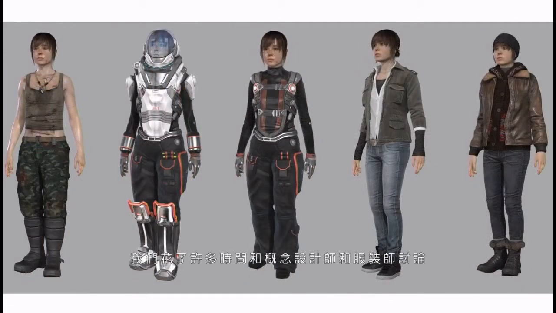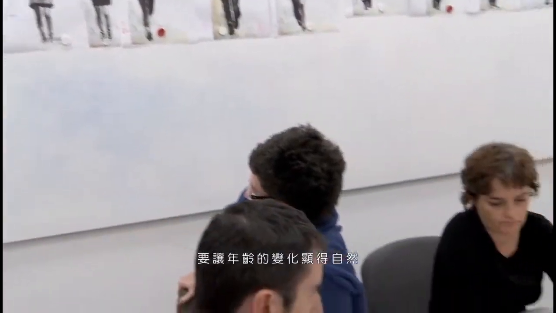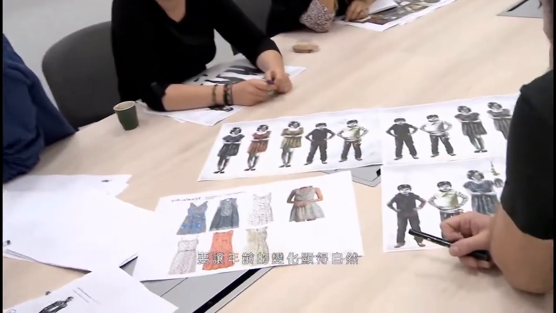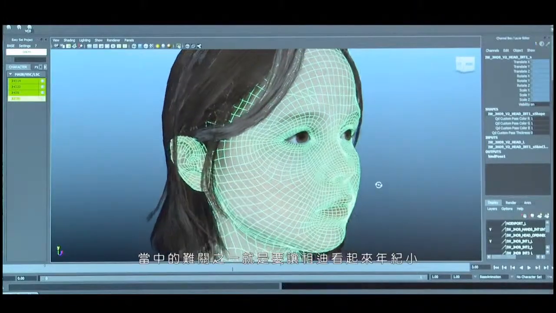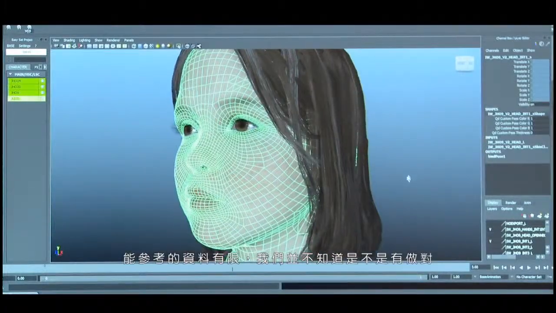So we spent a lot of time with the concept artists and the fashion designer to dress her, to see how we could change the haircuts of an actor to make him younger or older in a consistent way. One of the main challenges was to make Jodie look younger. We had very few references, and it was very delicate work because we didn't know if we were getting it right.